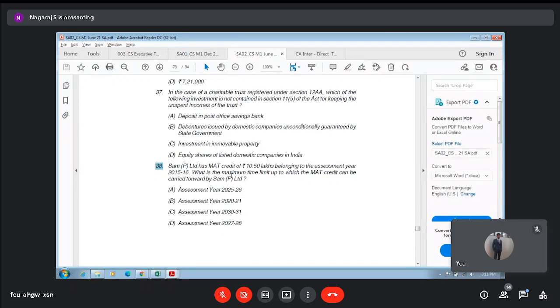For the assessment year 16-17, what is the maximum time limit up to which AMT credit can be carried forward by Sam? Up to which year? You need to calculate how many years you can carry forward. 15 years. 15 what? 15 assessment years. This is the 16-17 assessment year. In that assessment year, you have a credit. Then calculate 15 years from this.